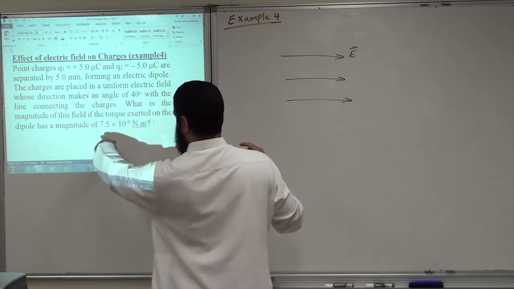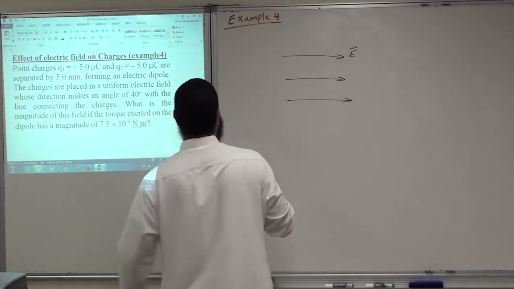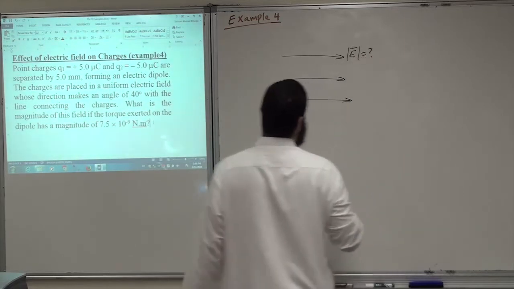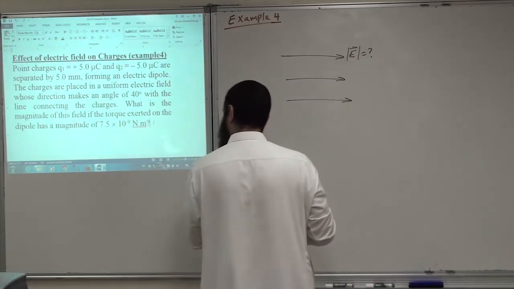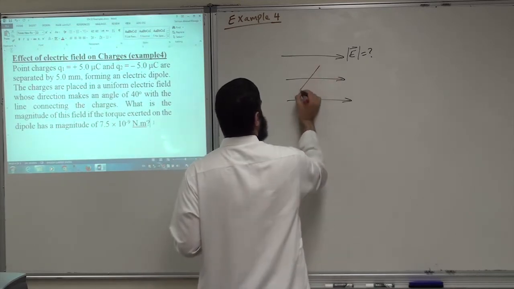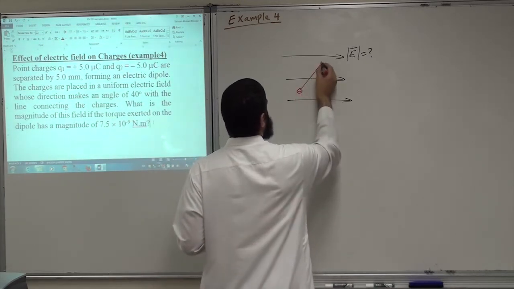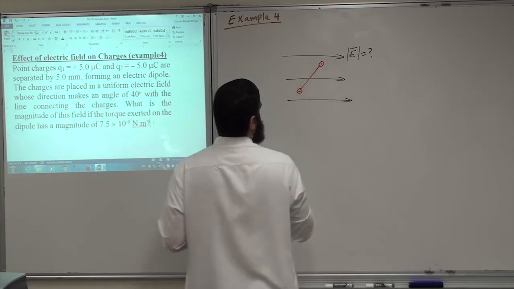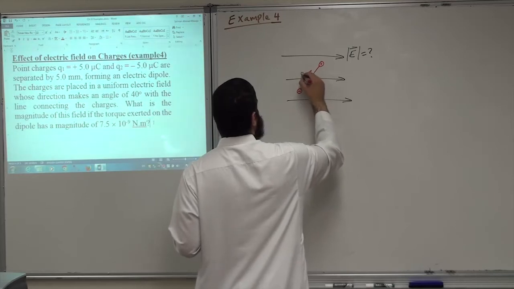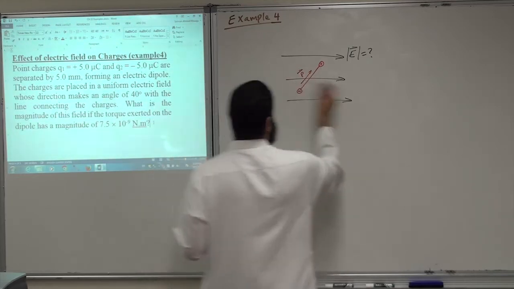And we know the magnitude. No, he's asking about the magnitude of the electric field. Okay, so the magnitude of it is unknown. And we have a dipole. The dipole is like this. We have a negative charge here, positive charge there. And this is P, going in this direction from negative to positive, and this is the electric field.